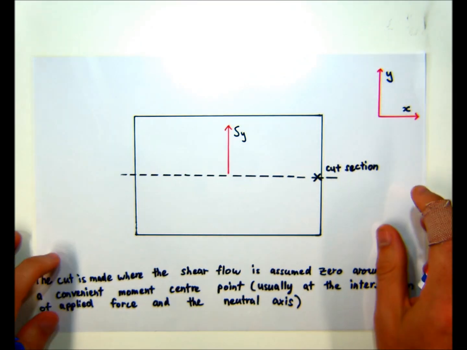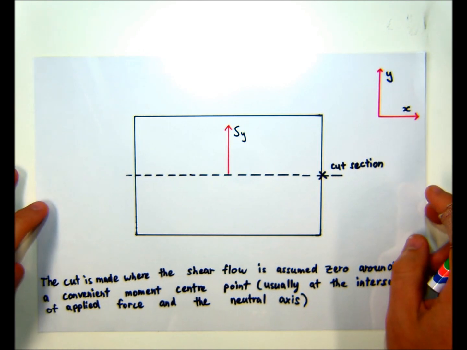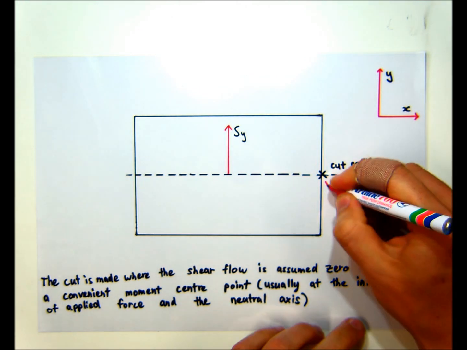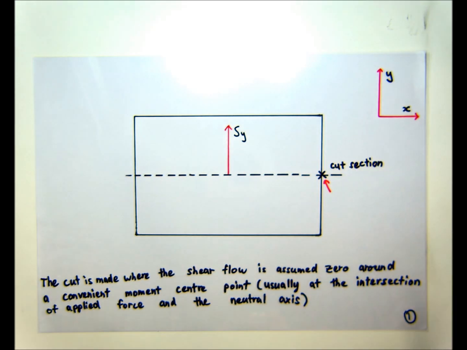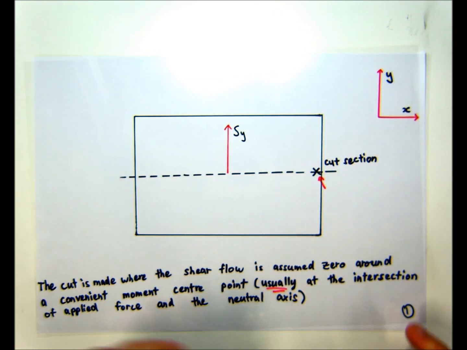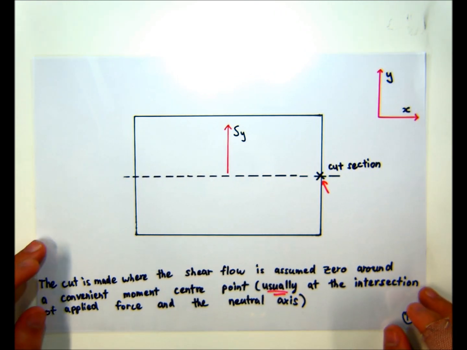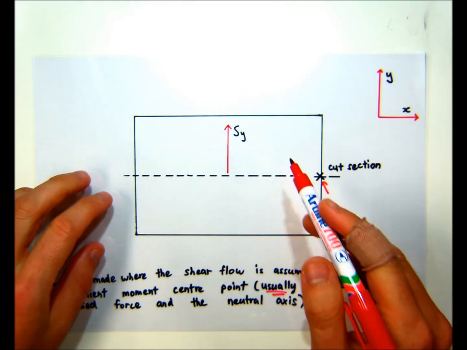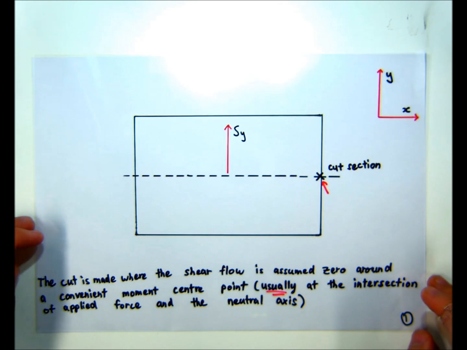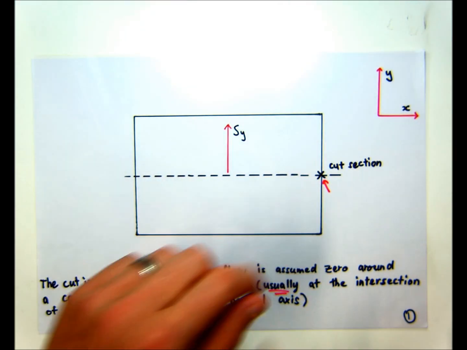Okay, so how do we find QS naught? Well, to find QS naught we have to break into the section somewhere. We can't find either QB or QS naught without starting our integration somewhere. So what we do is we take a cut, so in this case we're going to make a cut here. Usually the cut will be at the intersection of the applied force and the neutral axis, or the applied force and the section. So we would usually take the cut somewhere up here, but today I'll show you a general case. So say we cut there.